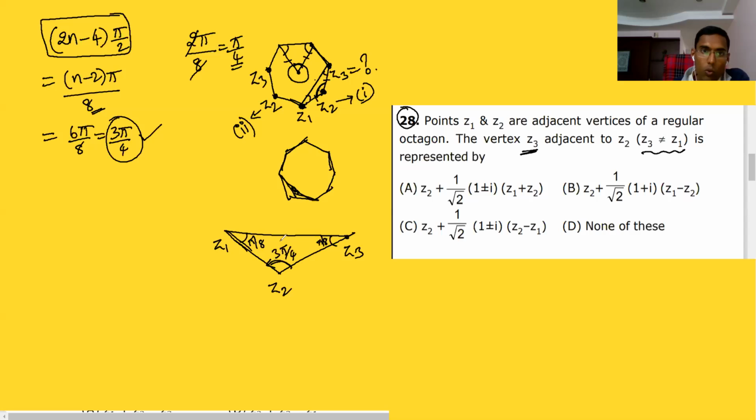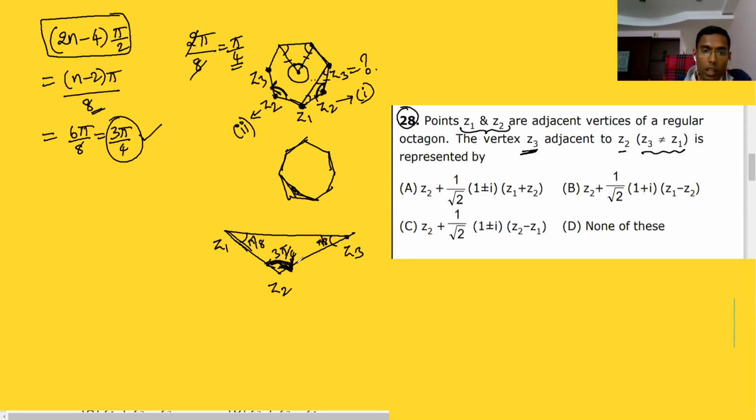What I have, what I want. Here I have Z1, Z2. I need Z3, right? So Z3 can be here also. That means this way also you can rotate. And if at all Z1, Z2 is there, this way you have to rotate. If I rotate in the clockwise direction, then the angle will become negative. Or this way, if I rotate in the anti-clockwise direction, the angle will become positive.